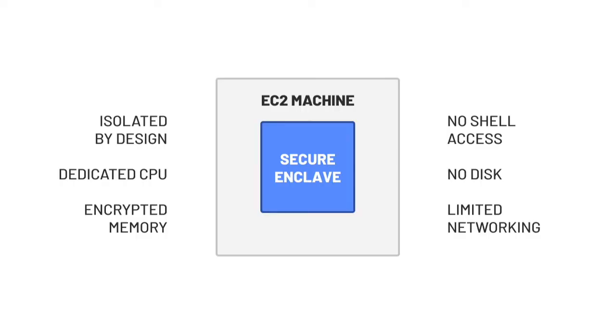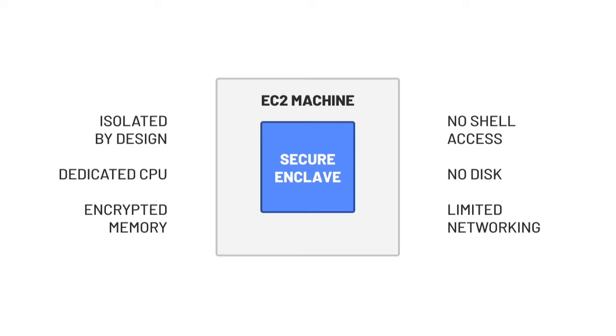So if you're asking yourself, what is a secure enclave? It is a really secure area of a VM. So today we're going to talk about EC2 machines and Nitro enclaves. And they're really isolated by design. So what this means is you have a dedicated set of CPUs, which protects you against speculative execution attacks. You've got a contiguous encrypted set of memory. And then this enclave doesn't look like anything that you've used before. There's no shell access, there's no disk, there's very limited networking. And what this means is the data that you put inside of this enclave is going to remain inside of there. Any processing that you're doing can't be observed from the outside.